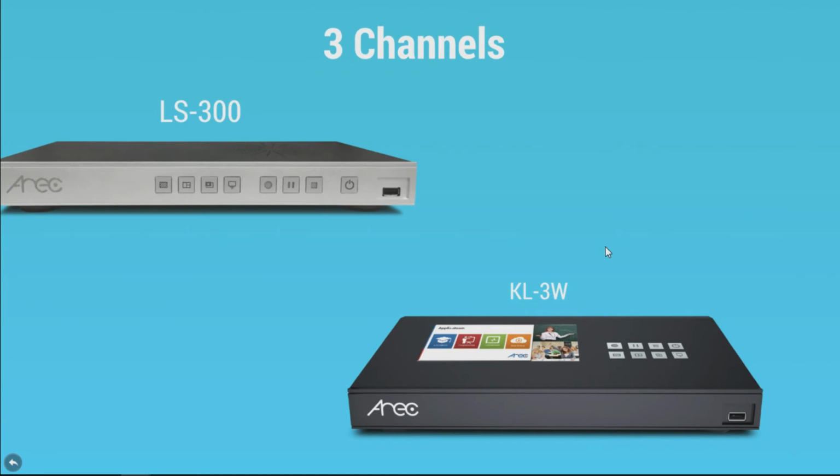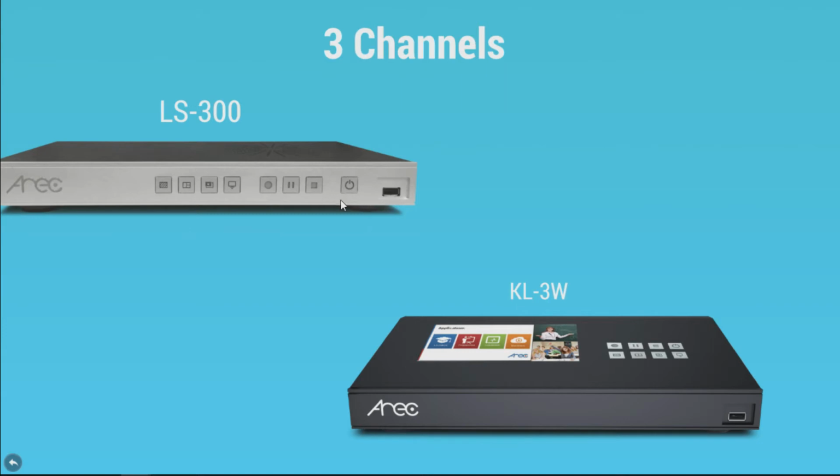Now let's go into the 3-channel media stations, which are 2 different models. Those are the LS300 and the KL3W. One interesting particular feature of these media stations is that in the front panel you can connect the USB, then press here to start recording. Then once you press stop and you take away the USB with you, you are going to be taking the lecture automatically, like this. Very, very easy.